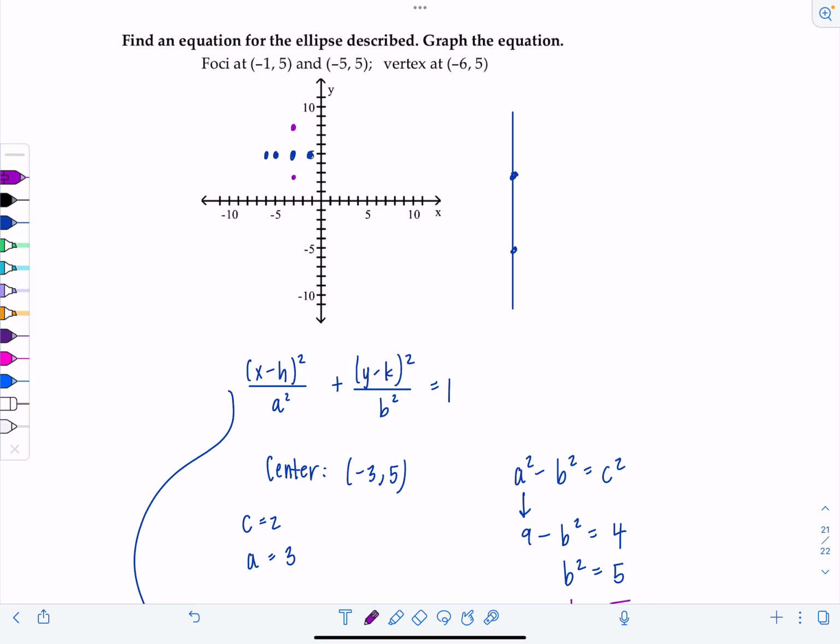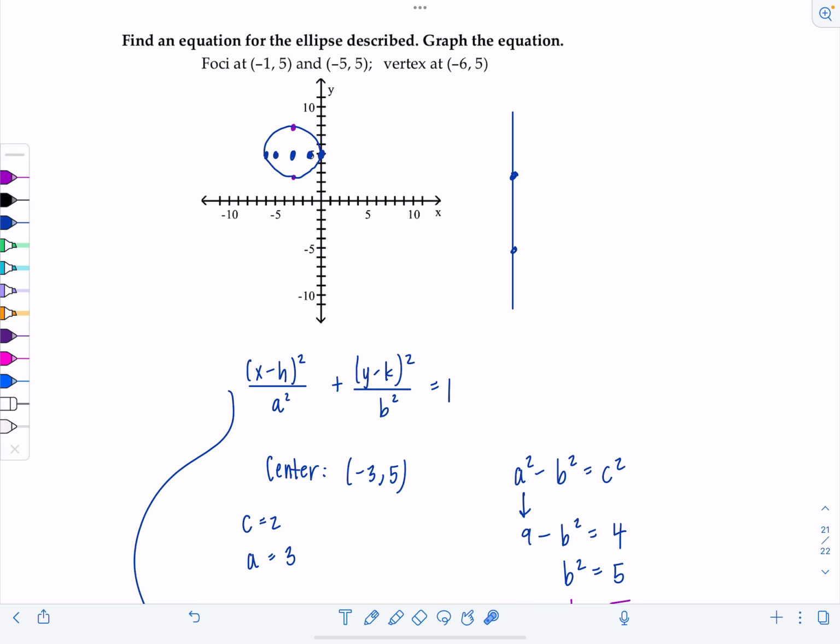Those are just the foci. And then A is 3. So one of the other vertex that they didn't give me is right there at 0, 5. So here, it's my ugly little ellipse. Okay, so this is one of the vertices that they gave me, negative 6, 5. Here's the center at negative 3, 5. Other vertex would be at 0, 5 because 3, 3, yeah? And then these are the foci, I just left them in.